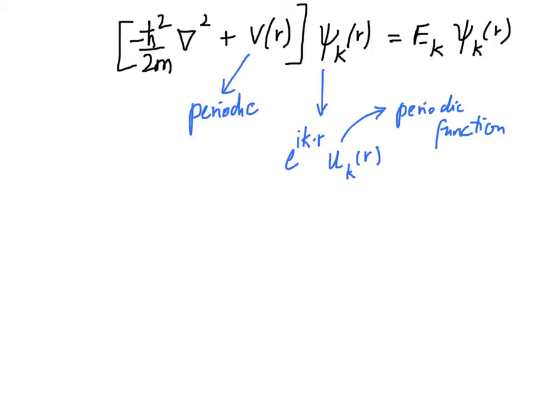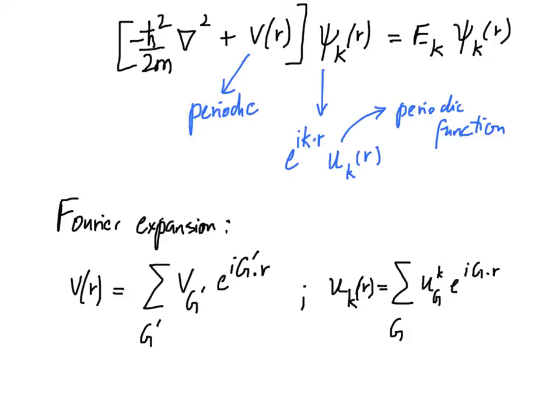So we are going to expand two key functions using Fourier series. We have our periodic potential, meaning a potential V of R that is periodic, so we're going to expand that in a Fourier series. Our wave function is a product of e to the I k dot R times a periodic function, and so we are going to expand that periodic function u k of R as a Fourier series, and then we're going to proceed from there. Okay, so here are our two Fourier expansions.